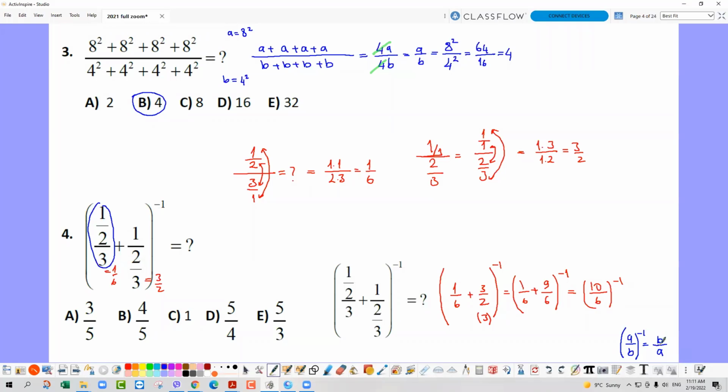So with respect to that one, this is equal to 6 over 10. When you check the answers, we don't have 6 over 10. But both of them are divisible by 2. So if we divide by 2, this is going to be equal to 3, and this is going to be equal to 5. So the answer is 3 over 5.